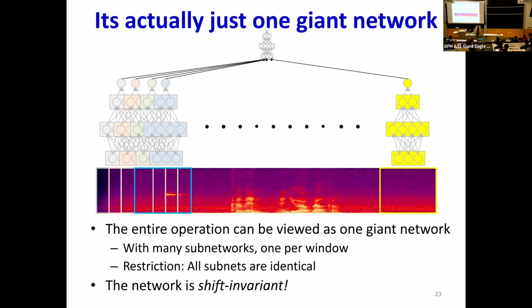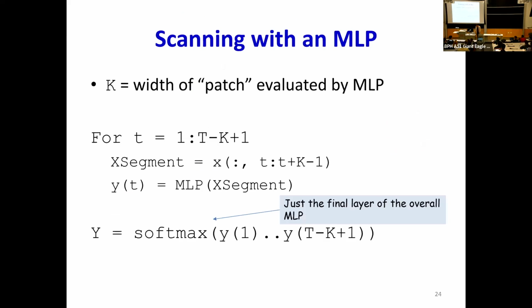Okay. But then if you look at it, this is just one giant network. I have a bunch of networks, all giving you an answer at each location, and their outputs are being put through a perceptron or an MLP. So this is just a giant network. What is special about this network?